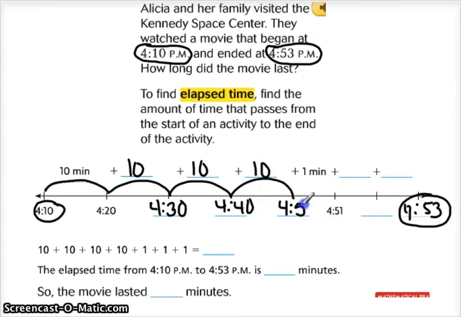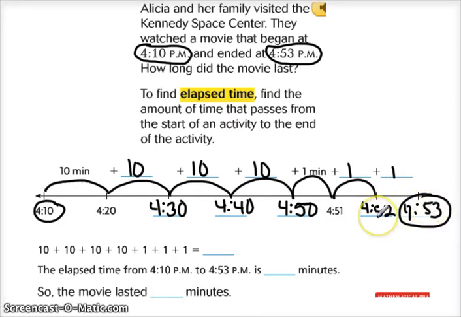Now if we jumped 10 more minutes, we would go past 4:53. So we're going to change our jumps to 1-minute increments. 4:50 plus 1 is 4:51. Plus 1 more is 4:52. And then 1 more is 4:53.